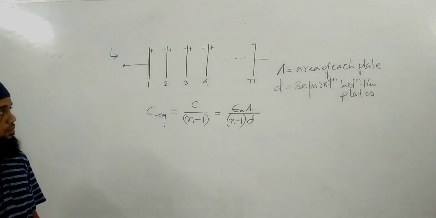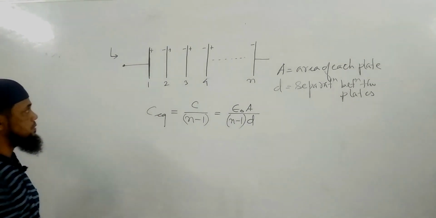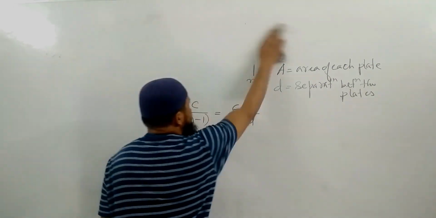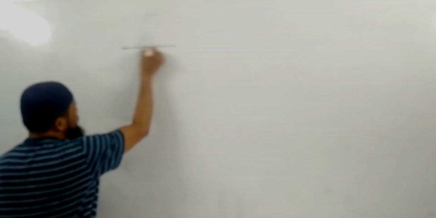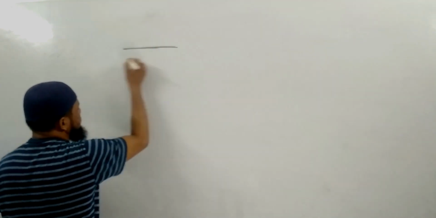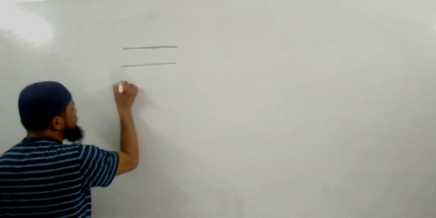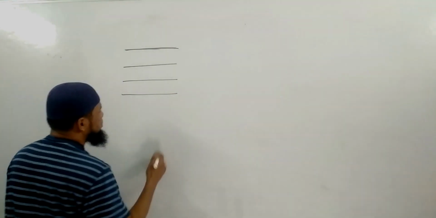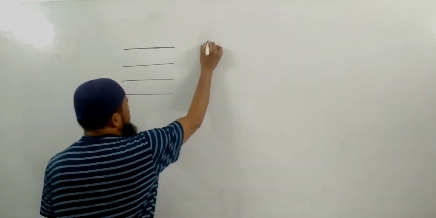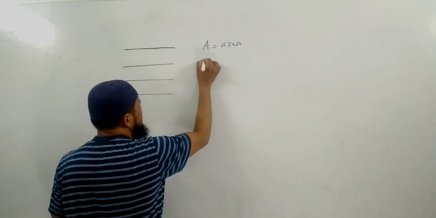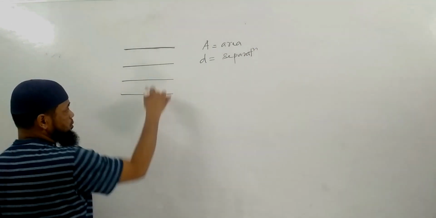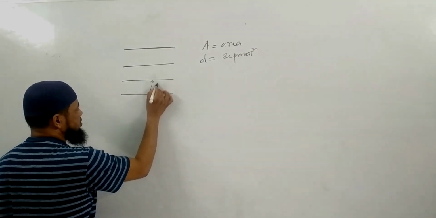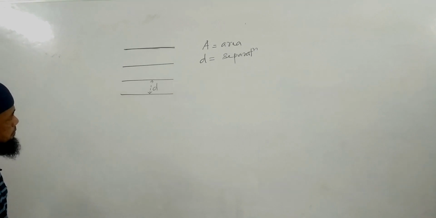Okay, n minus 1 capacitors, all identical, they are all connected in series. Similarly, if we consider 4 plates like this, 1, 2, 3, 4 plates like this. Okay, area of each plate, and this is the separation. Separation means separation between any 2 consecutive plates. All are equally spaced.